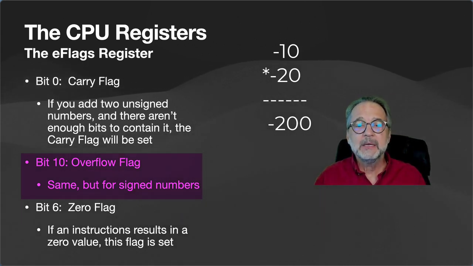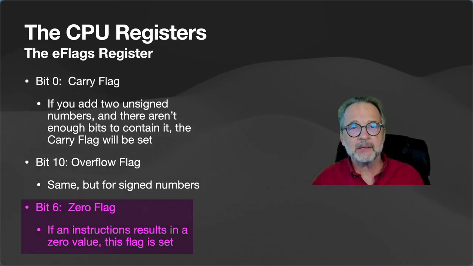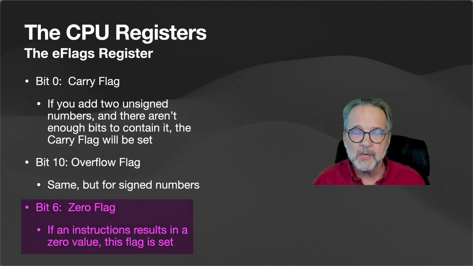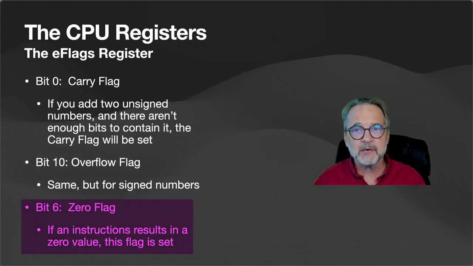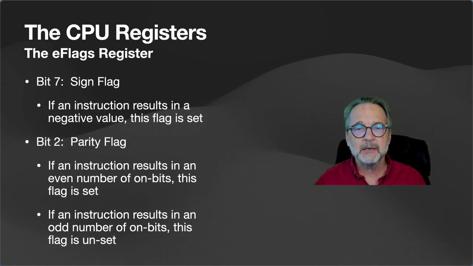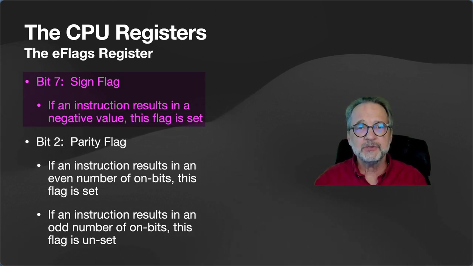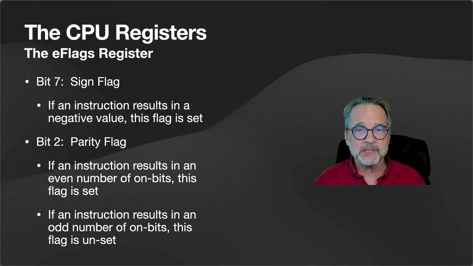The zero flag will be turned on if the result of your mathematical calculation is the number 0. So if I take 1 multiplied by 0, that's a 0 result. The zero flag will be turned on. The sign flag will be turned on if your mathematical calculation results in a negative number. So if I multiply 10 by negative 2, that's going to be a negative 20, so the sign flag will be turned on.